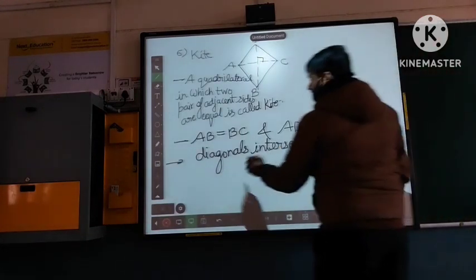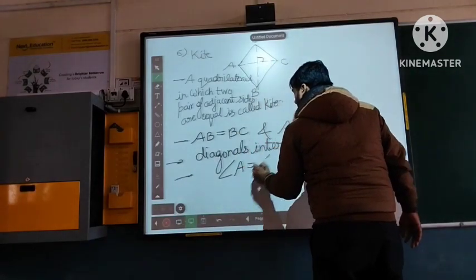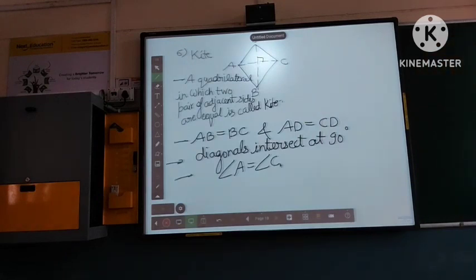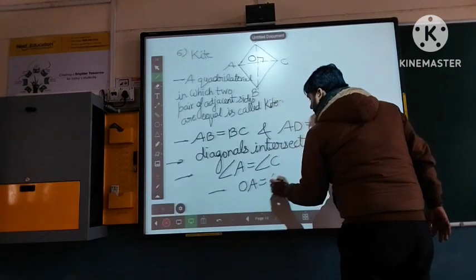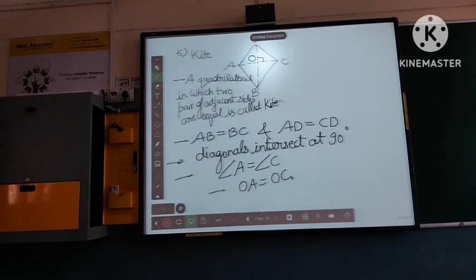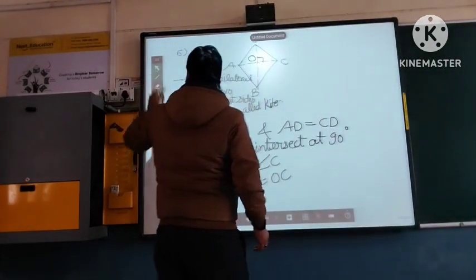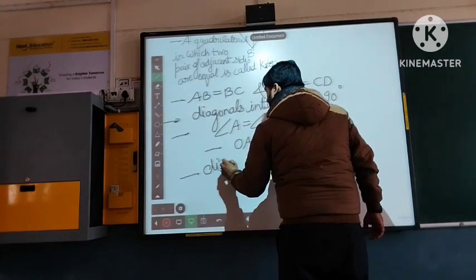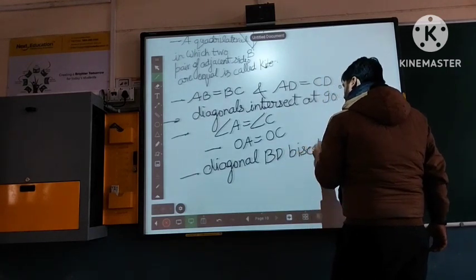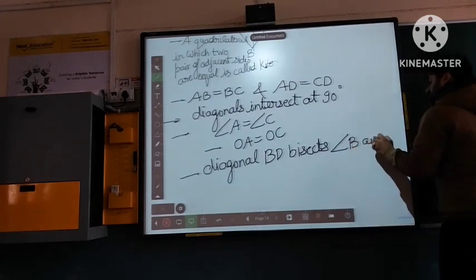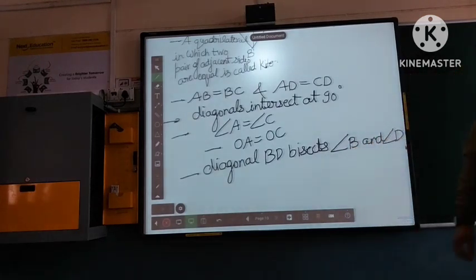Later on you can always use the Pythagoras theorem whenever we find 90 degrees. Then next is angle A equals angle C. That means these angles are equal. If the diagonals are intersecting at O, what more? OA equals OC. What more property? Diagonal BD bisects angle B as well as angle D. So both the angles B and D are bisected by diagonal BD.